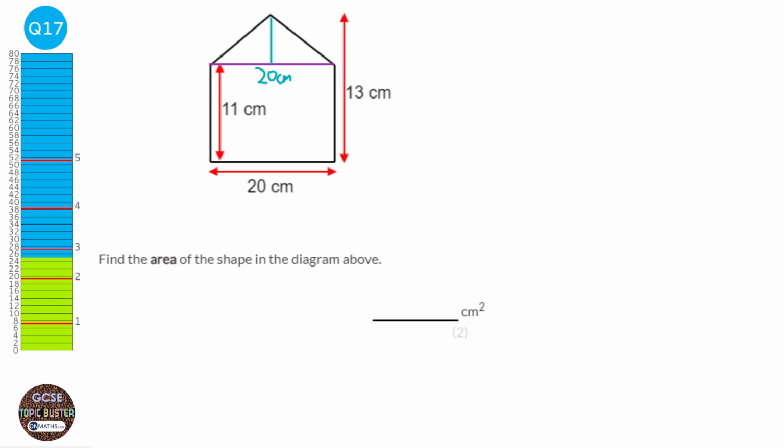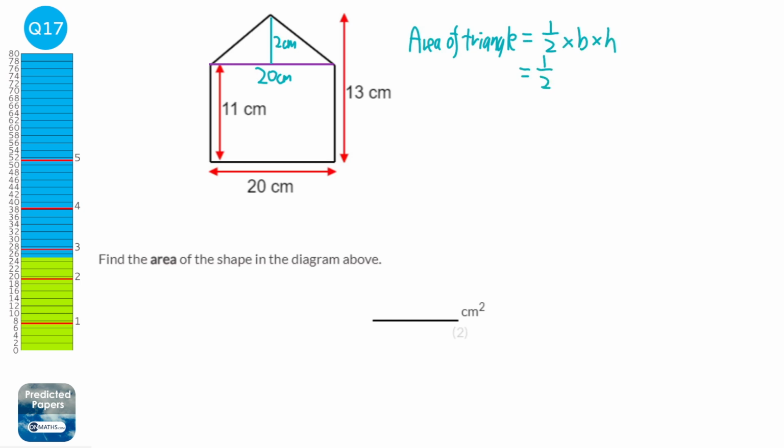To find that, we can look at the fact that the total height of the whole thing is 13, and the height of the bit we don't want is 11. So what's left over? 2 centimeters will be left over, so the height of the triangle will be 2 centimeters. So let's work out the area of the triangle first, which is going to be half times base times height. Half times the base, which is 20, times the height, which is 2, will just give us 20.